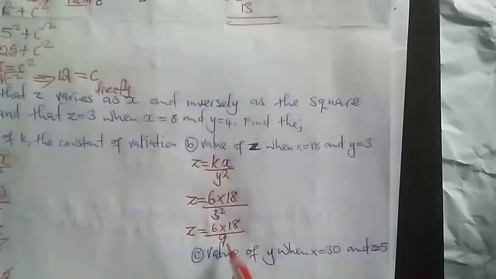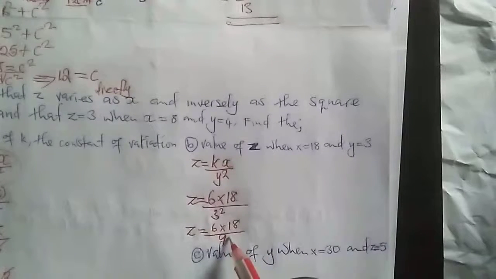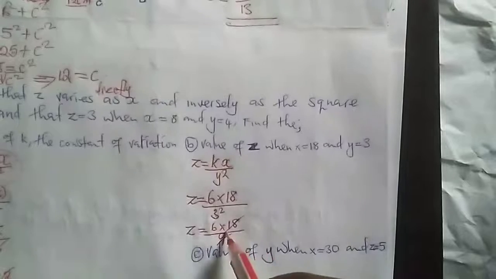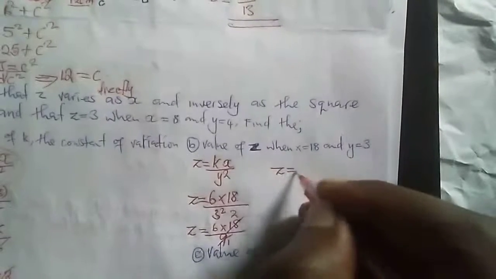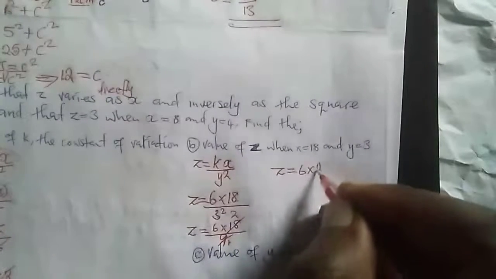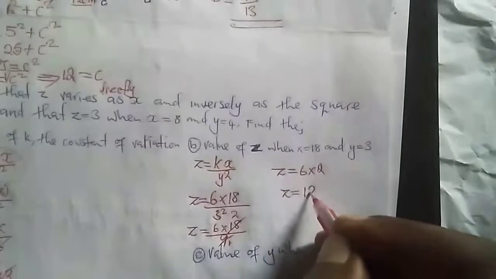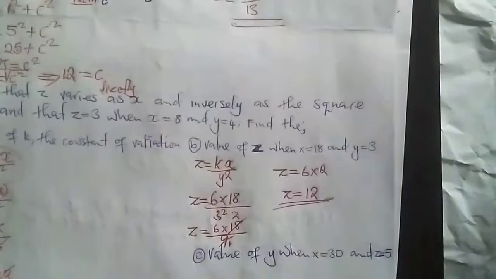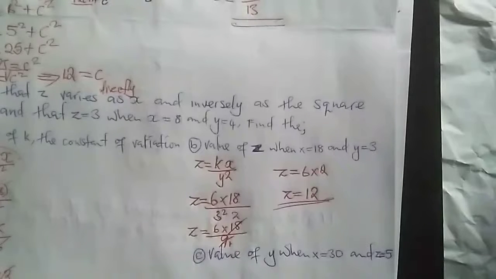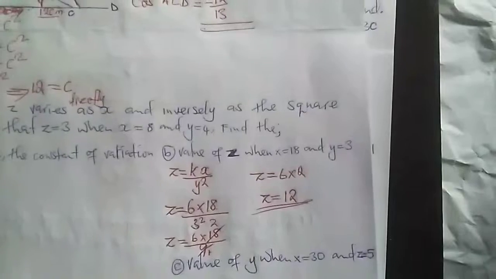Okay, then we can look at 9 and 18. They have a common factor, which is 9 itself. So 9 into 9 is 1, and 9 into 18 is 2. So z is equal to 1 into 6, which is 6 times 2. So the value of z is equal to 12. Okay, so the value of z is 12 for this question. Once we have done that, now we can go to question C.